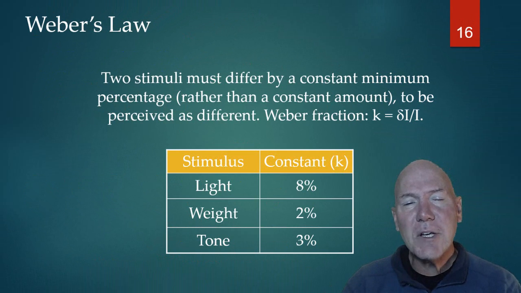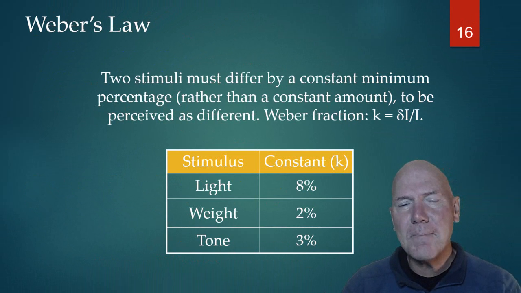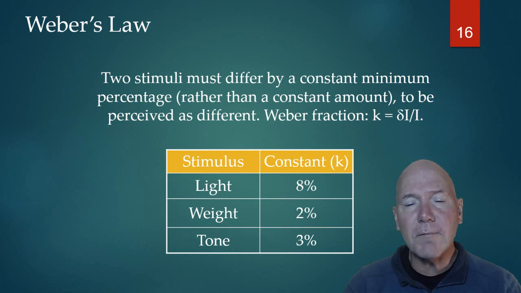However, the just noticeable difference makes a difference. If you're holding a 5-gram weight in one hand and we add 2 grams to that hand, you're probably going to notice there's a weight difference. But if you're holding a 2,000 kilogram car and we throw a 5-gram weight in that car, you're not going to notice any difference. So there's not a definite number.